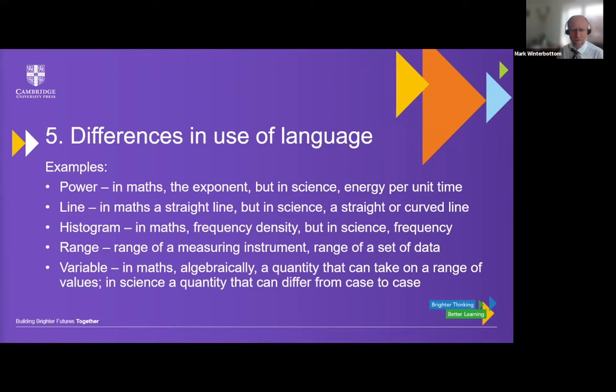So we've got to be aware that the way in which we use language in science, particularly in inquiry and investigative science, may well be different to how it's used in maths.